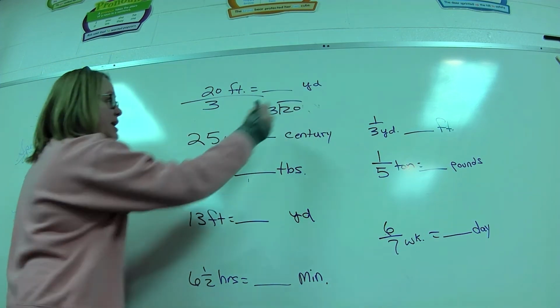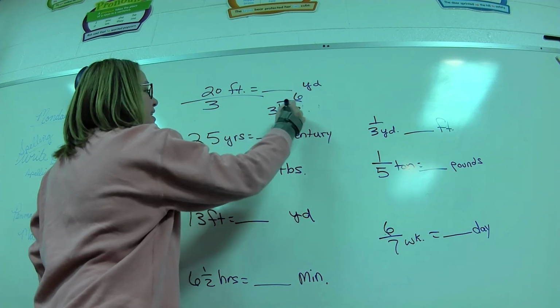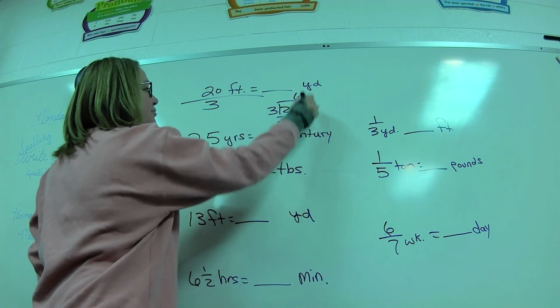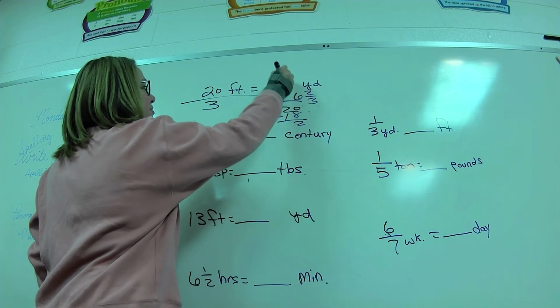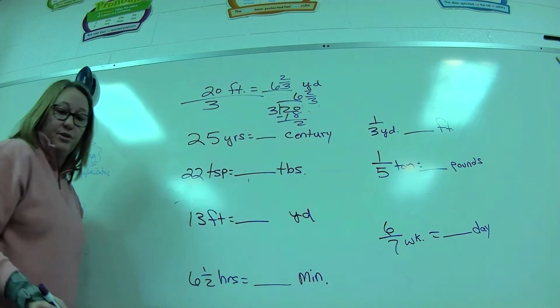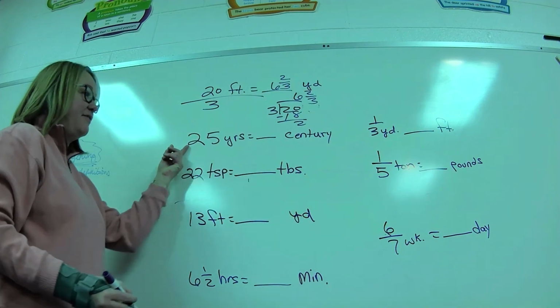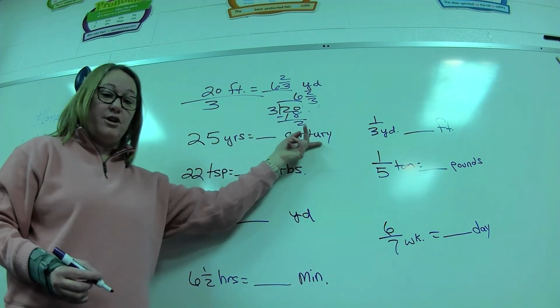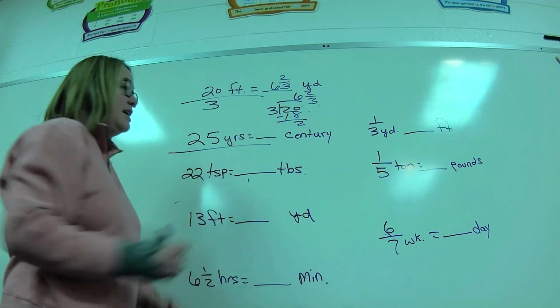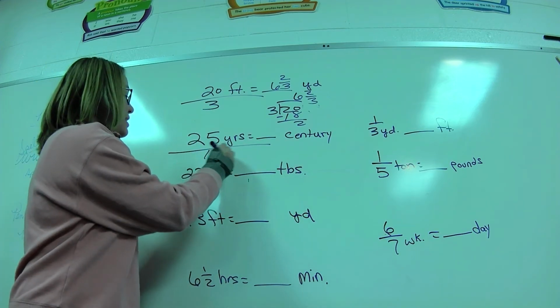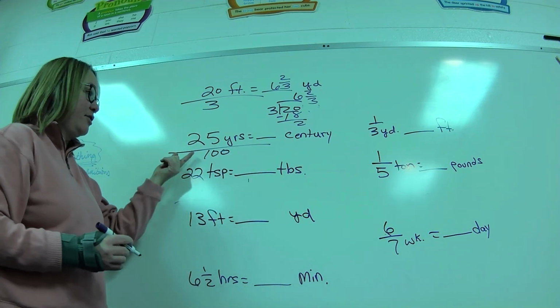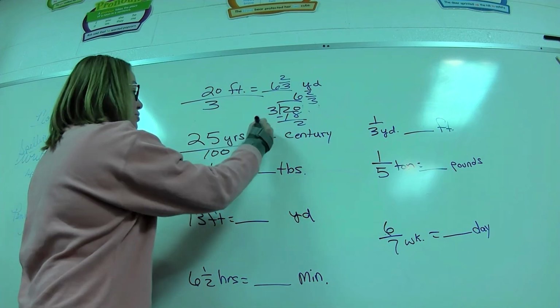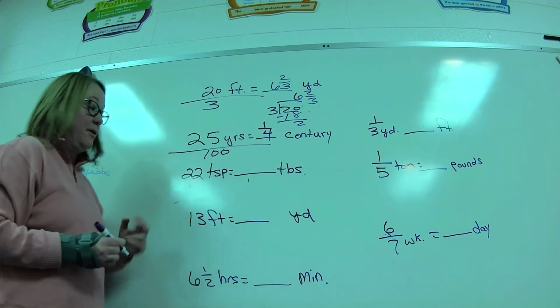3 goes into 20 6 times. That gives me 18. Remainder of 2 and 2/3. So 6 and 2/3. Here I have 25 years, and I'm going to century. So I'm going again small to large, so I need to divide. There's 100 years in a century, so now I have 25 1/100ths, which is reduced to 1/4.